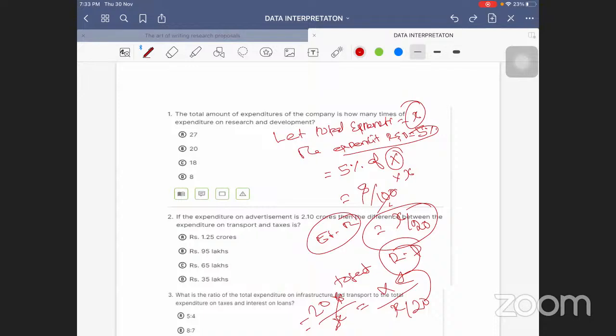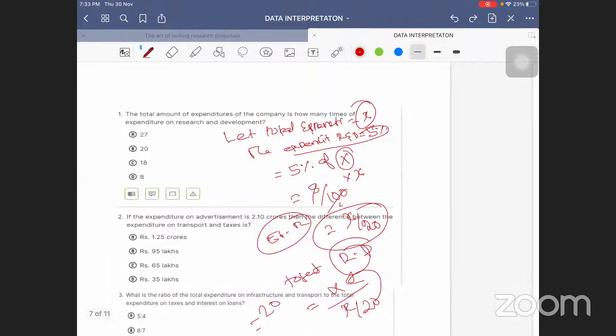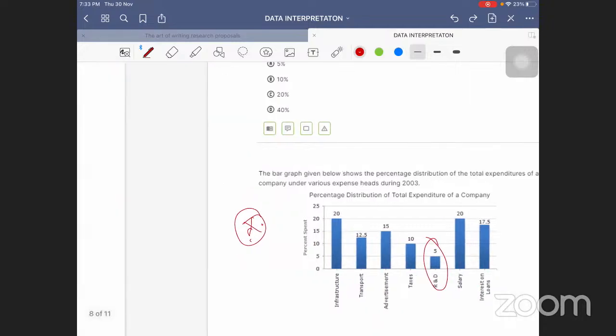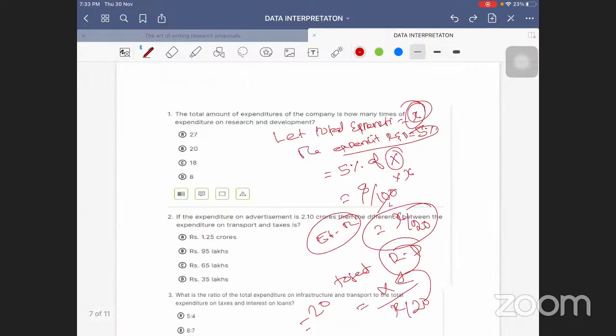First, we don't know the total expenditure; they didn't give it in the sum. They're just giving the distribution of the total expenditure. So let's consider the total expenditure is X and R&D expenditure is 5%. Out of the total, how much is R&D? 5 divided by 100 into X, and the remaining we can cancel, X by 20. So R&D expenditure is X by 20.